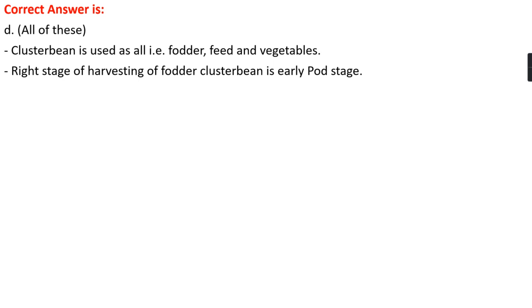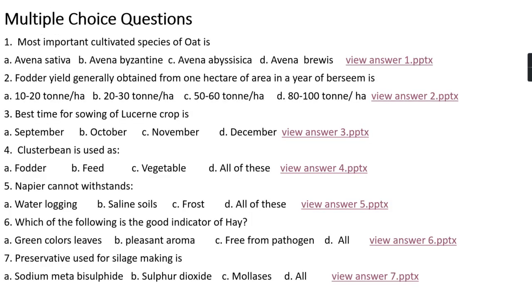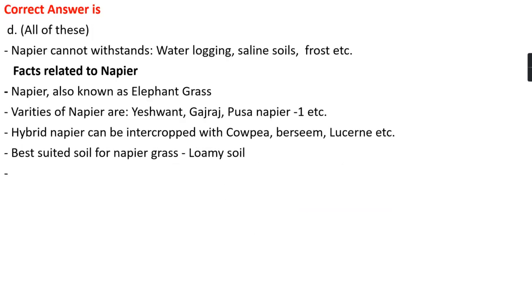The right stage of harvesting of fodder cluster bean is the early pod stage, when the pod formations take place. Okay. Question number 5. Napier cannot withstand option A, waterlogging, option B, saline soil, option C, frost, option D, all of this. The right answer is option D, that is all of this. Napier cannot withstand waterlogging, saline soil, and frost conditions.